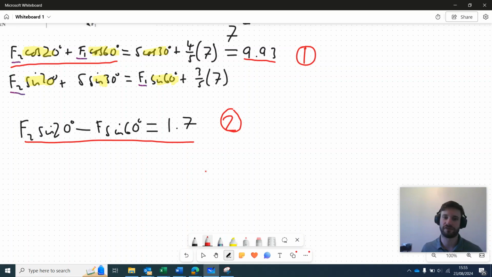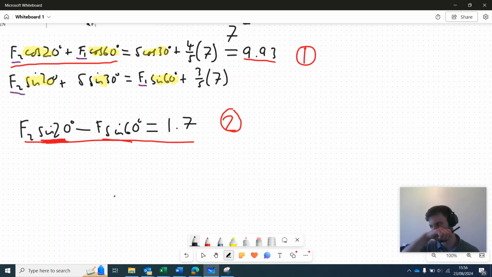We could simplify it even further, right? We could bung sine 20 into our calculator, determine its numeric value, same for sine 60, and these trigonometric terms here, and rewrite the equations. That is perfectly valid. If you want to do that, then absolutely go ahead. However, sometimes I like to just press on. Sometimes I like to keep the trigonometric terms just as they are.